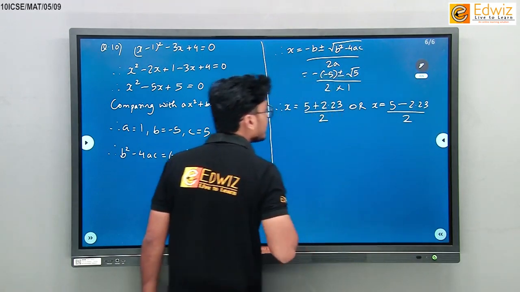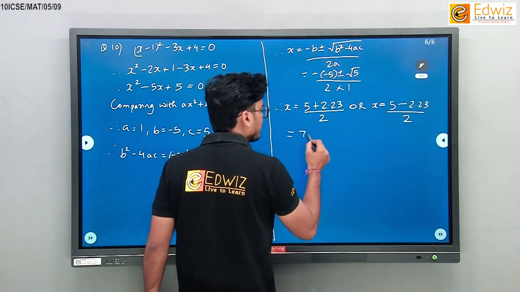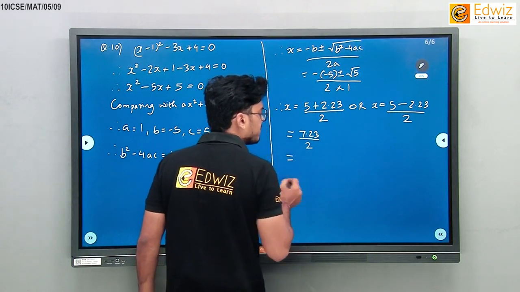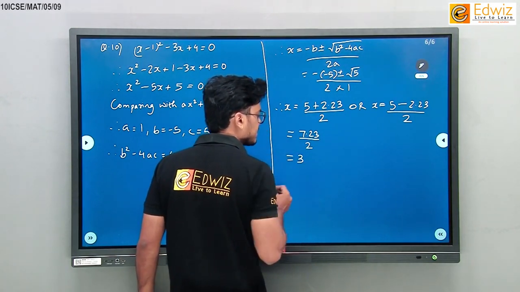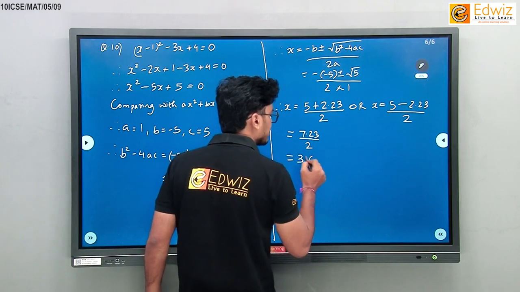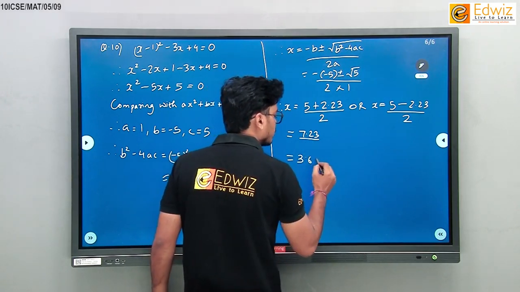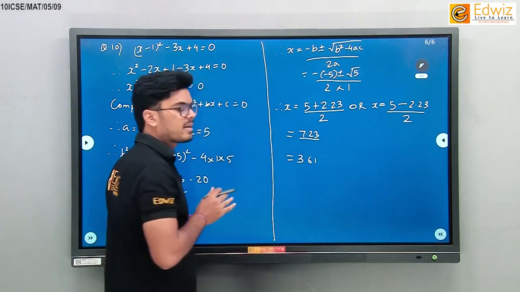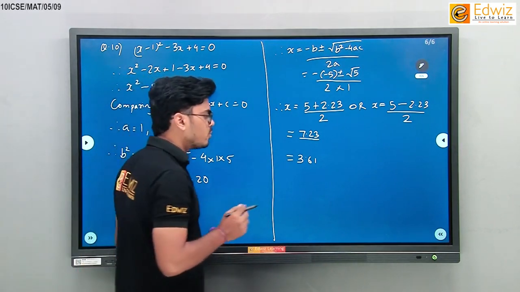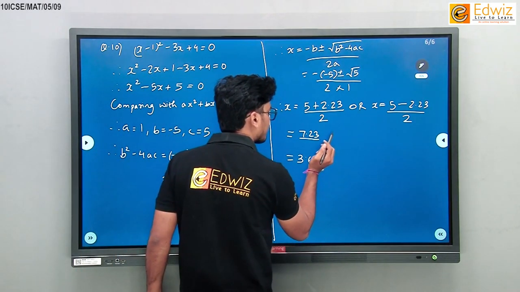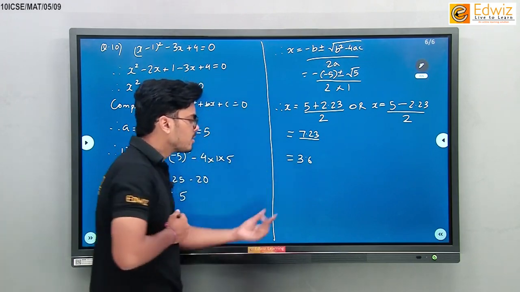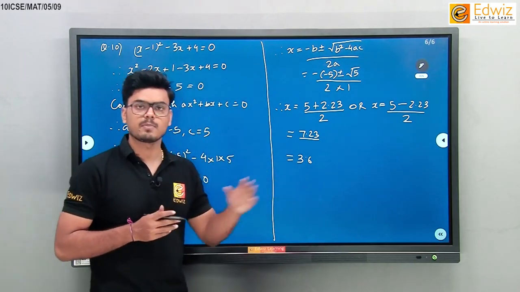upon 2. Okay, so let us solve this. This is 7.23 upon 2. When we divide it, 2 3s are 6, 2 6s are 12, and again 2 1s are 2. So 3.61 is what we are getting here. But like I told you, only 2 significant figures are required. So in the final answer, we will just write 2 digits, 3 and 6, 3.6.